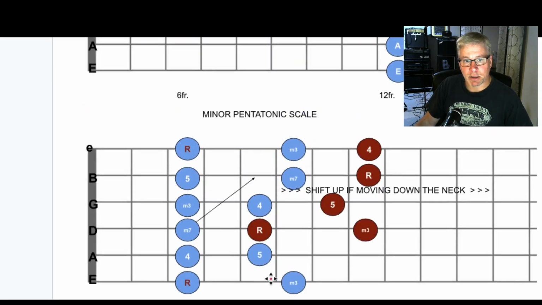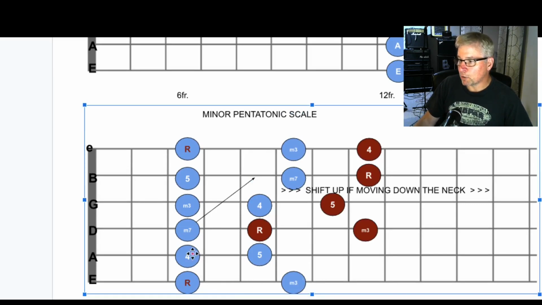So ultimately, learning the relative position of the minor third with the root, learning the relative position of the perfect fourth on top of the root, the perfect fifth on the bottom of a root, and the minor 7th is 2 frets down from the root, can be really, really handy in case you get lost later on.